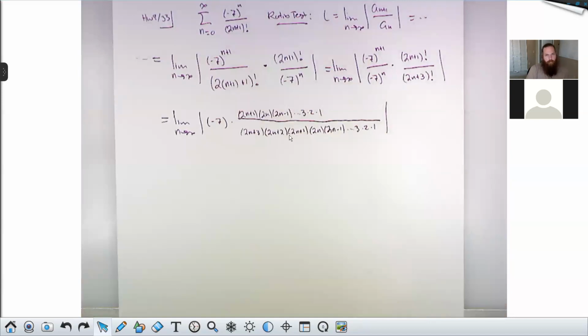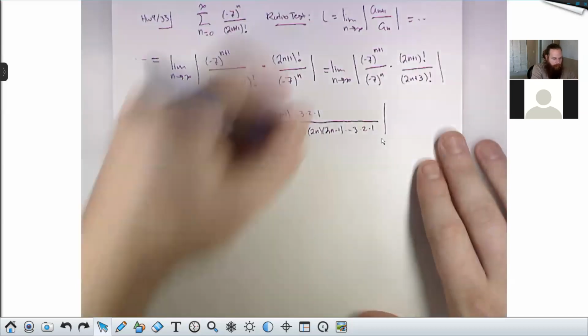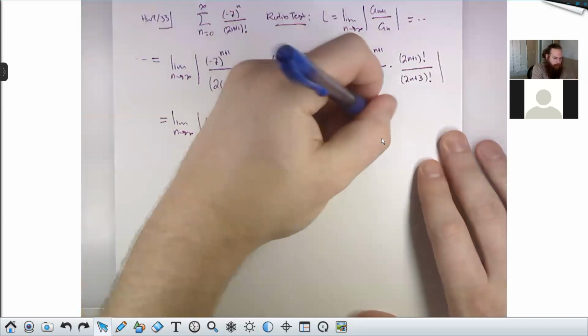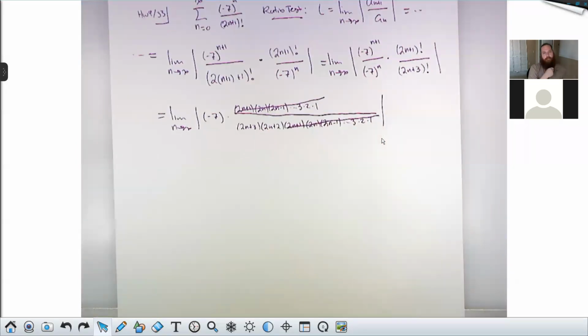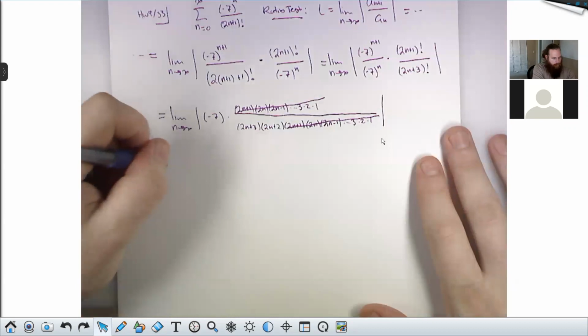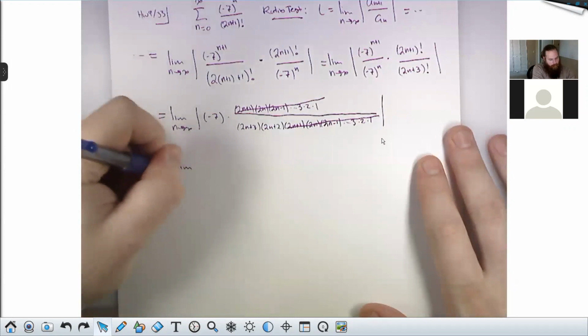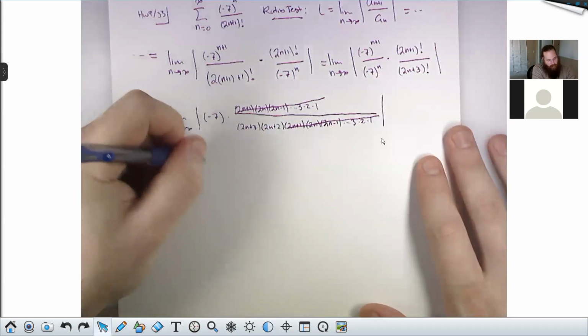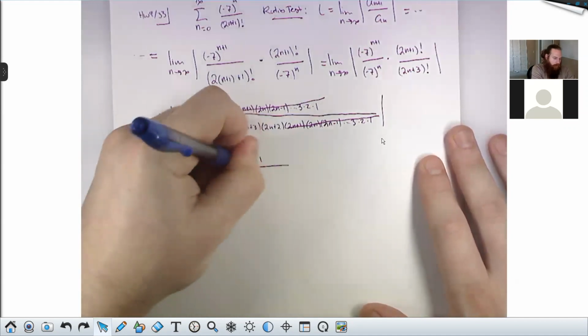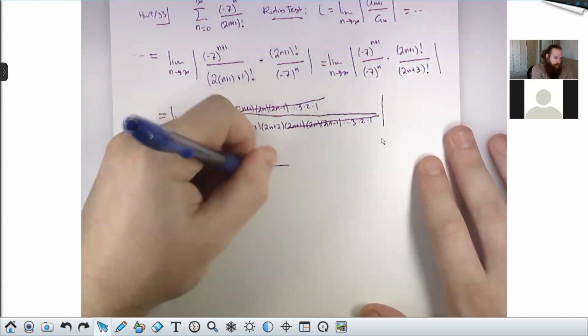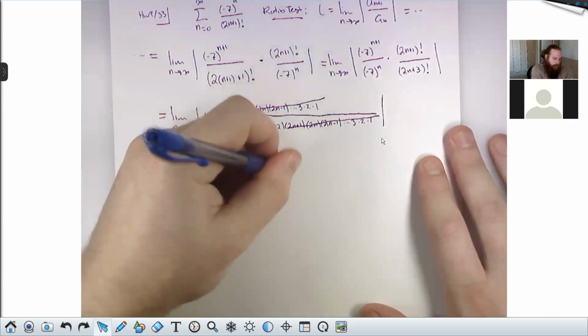In other words, (2n plus 3) factorial is (2n plus 3) times (2n plus 2) times (2n plus 1) factorial. So the (2n plus 1) factorial from the top cancels completely with the trailing terms from (2n plus 3) factorial. And you get the limit as n goes to infinity of the absolute value of negative 7 times 1 over (2n plus 3) times (2n plus 2).